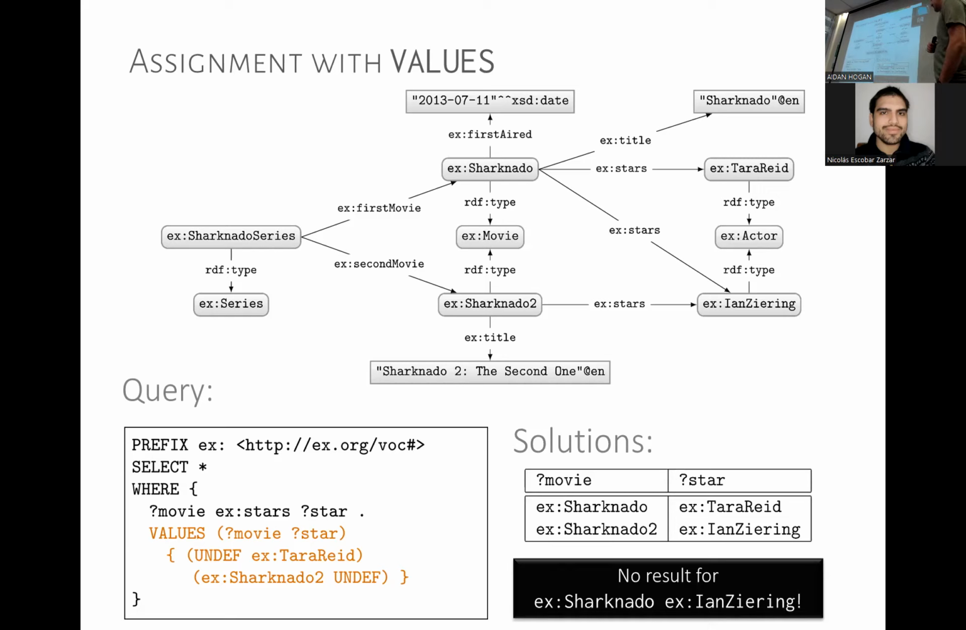So we do not get a result for Sharknado Ian Ziering because we have Sharknado Ian Ziering as a binding or solution for this part of the query here, but it doesn't join with any of the partial solutions we have here. Because Ian Ziering does not match with Tara Reid and Sharknado does not match with Sharknado 2, we don't get that result. Any questions or thoughts?